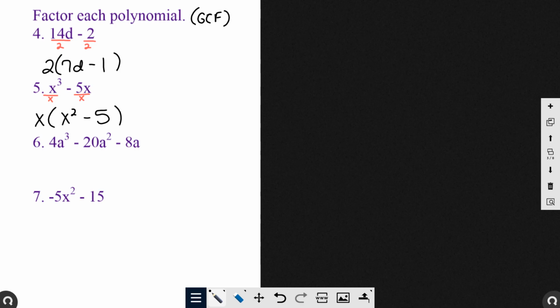Very good. So if you distributed that x back, would you get the original problem? Inside the parentheses, does it have a GCF of 1? Yes, those are your 2 things that you check. Check, check. Very good. All right, write down problem number 6. 4a to the third minus 20a squared minus 8a.